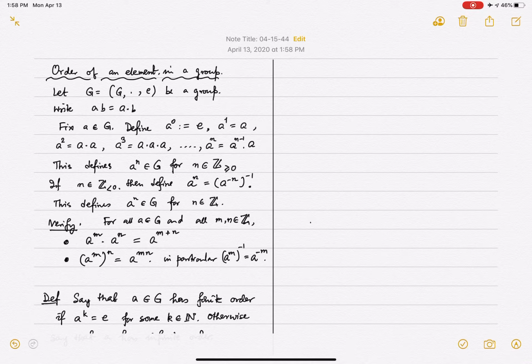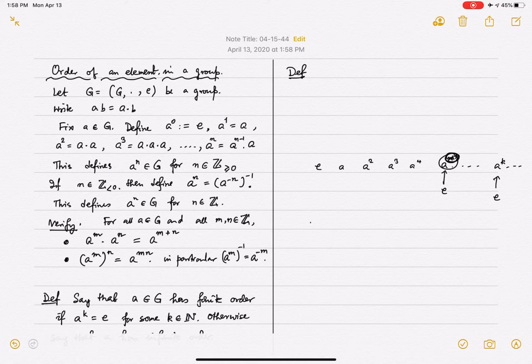So if a has finite order, this is the central definition. I want to define the order of an element. Suppose a has finite order. What that means is that when you write these elements in the group, somewhere down the line you see identity. So there will be a first time that you see identity. There will be a smallest positive n for which a to the n is identity, and that n is called the order of a.